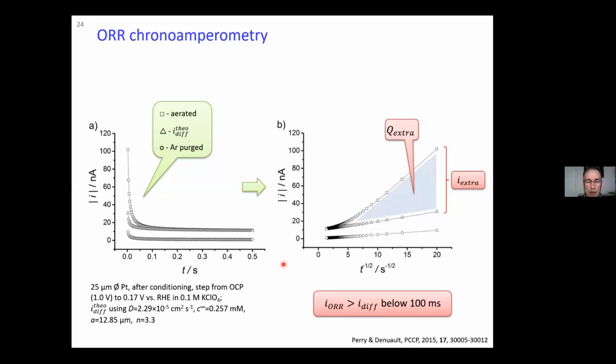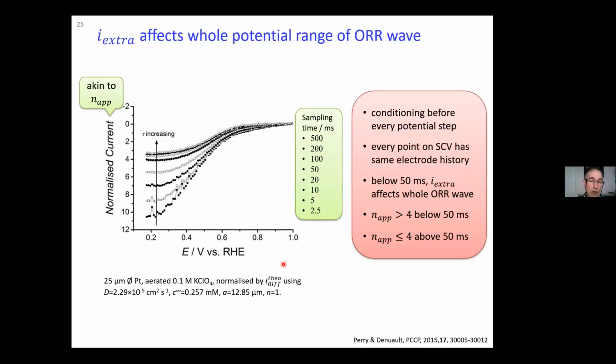So we looked at the oxygen reduction reaction and performed sample current voltammograms over the whole potential window for the oxygen reduction reaction. And the sample current voltammograms plotted here demonstrate that the extra current affects the whole of the potential window. The whole of the oxygen reduction wave is affected by this extra current. But what we observe, and this is plotted in terms of normalized current again, is that at long sampling times, the sample current voltammograms collapse onto the same value, and then at short sampling times, we see a lot of extra current.